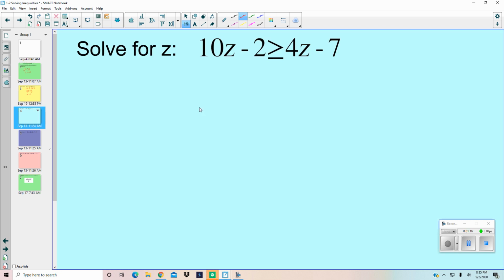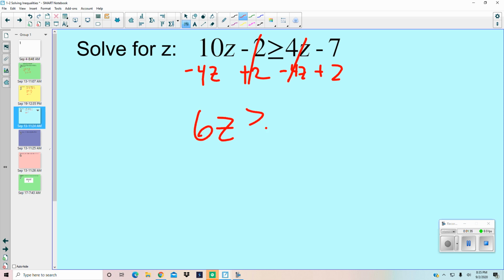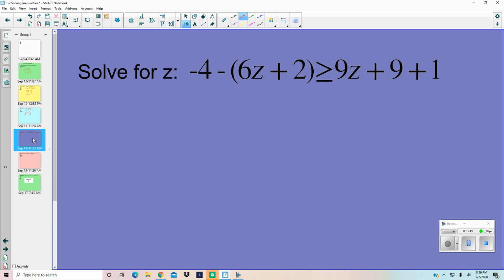So here's another example. Solve for z. So I'm going to move the negative 2 by adding 2, and I'm going to move the 4z. And I always put a line through the z just because I get my 2's and my z's mixed up. So these two are gone, leaving me with 6z is greater than or equal to 5. So I divide by 6. So z is greater than or equal to 5 sixths is my solution.